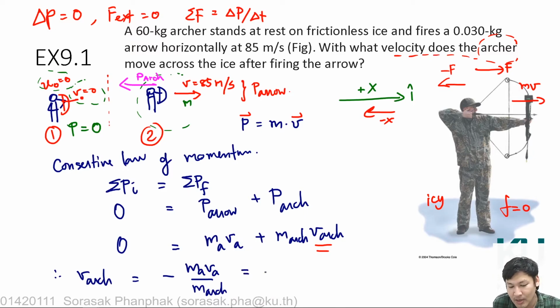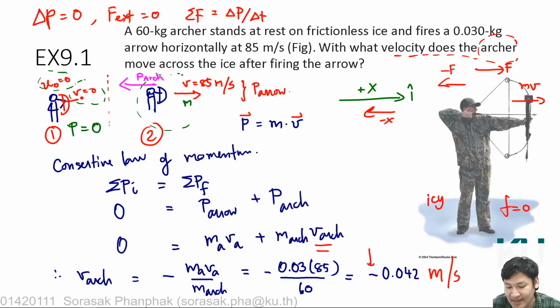I will substitute all the quantities in, since the mass of the arrow is 0.03 and the velocity of the arrow is 85, and you divide by the mass of the archer, which is 60. Finally, you get the velocity of the archer as minus 0.042 meters per second. The reason for the negative sign is because this guy was kicked back by the momentum of the arrow. So this is the momentum of the archer. This is from the arrow.